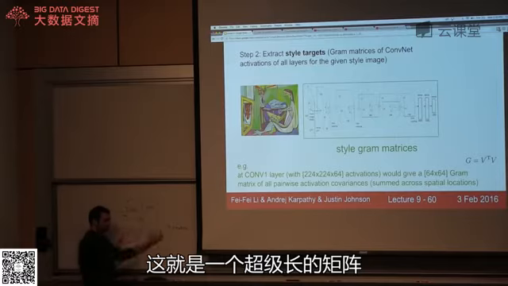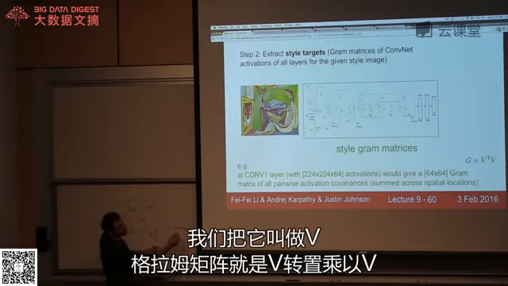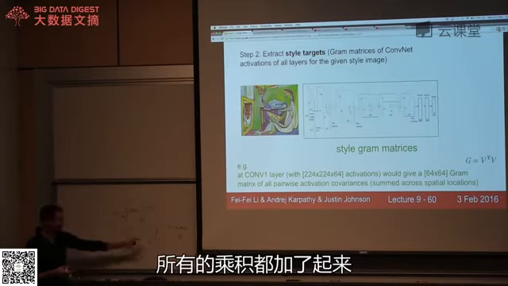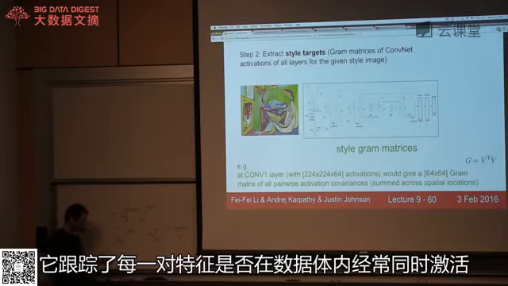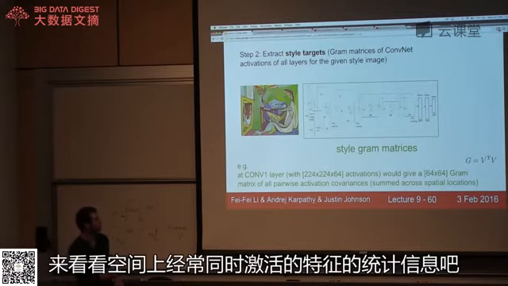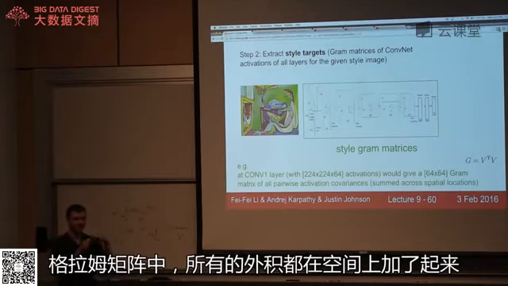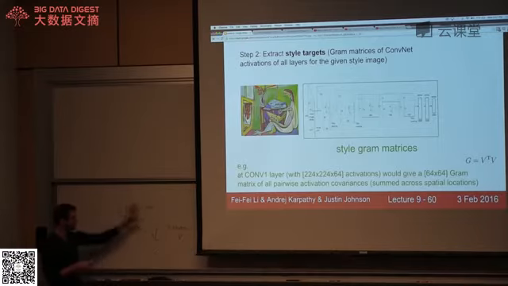And so this is a very long matrix here, and we call this matrix V. And then the gray matrix is just V transpose V, so all the outer products added up. It's just keeping track of how often each pair of features fires together as you pipe this through the volume. So it's looking at statistics of what features like to fire together across spatially the image. So all the outer products summed up across all spatial locations, okay, the Gram matrix.